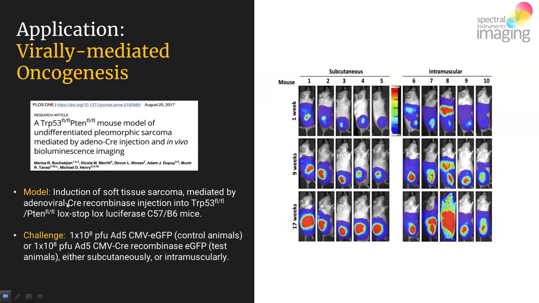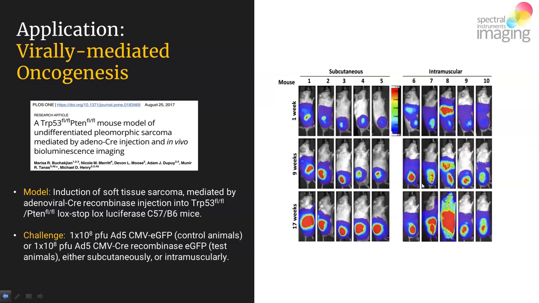A secondary aspect of this study was to determine the best route of challenge to successfully generate the desired sarcoma. And what the investigators found out by testing either a subcutaneous or intramuscular challenge is that both routes were equally effective in generating sarcoma, as observed by the reporter function of luciferase at week 17.